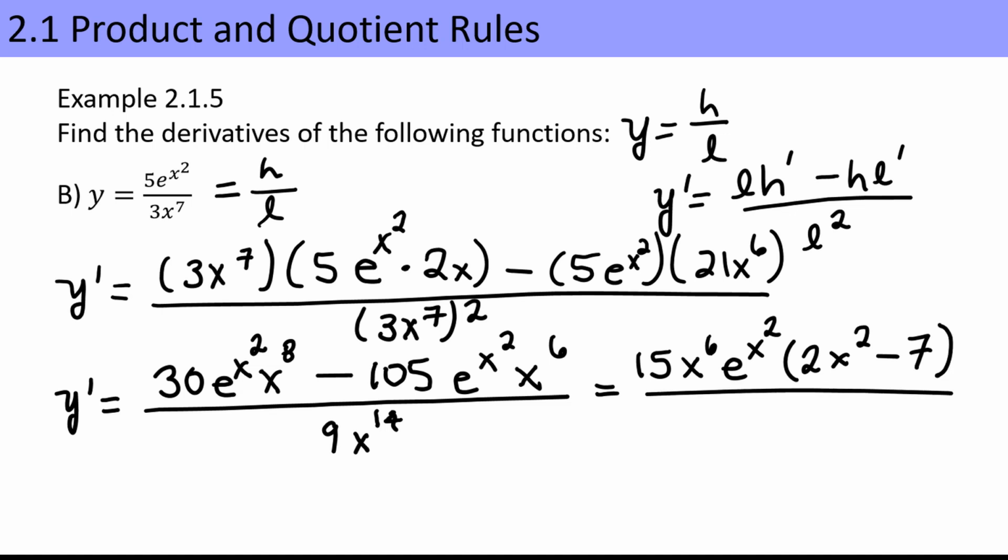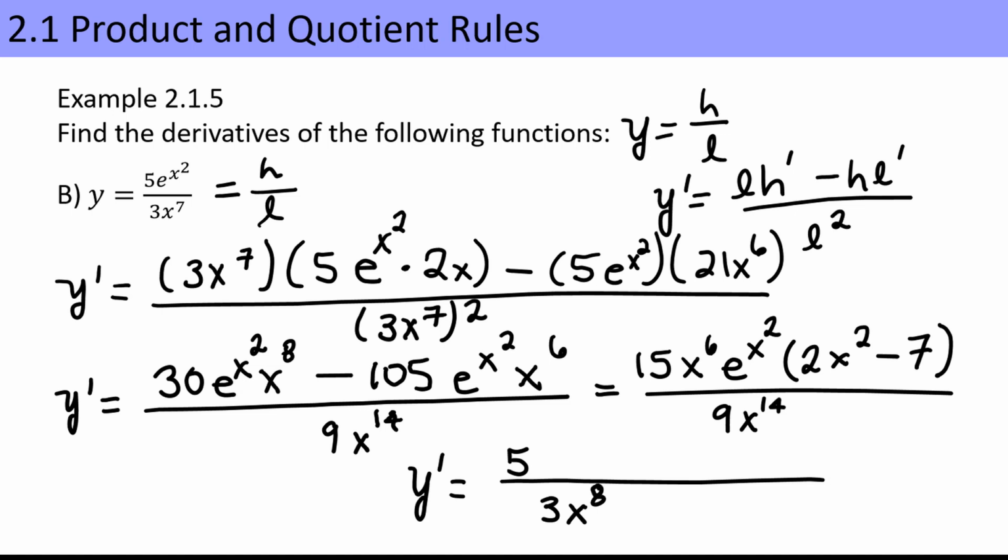And in the denominator, we still have 9x to the 14th. Oh, and that does simplify just a little bit more. So we can say that y prime is equal to 15 ninths. That'll reduce to 5 thirds. You have x to the 6th in the numerator, x to the 14th in the denominator, so that could give us x to the 8th in the denominator. We still have e to the power of x squared and the binomial 2x squared minus 7.